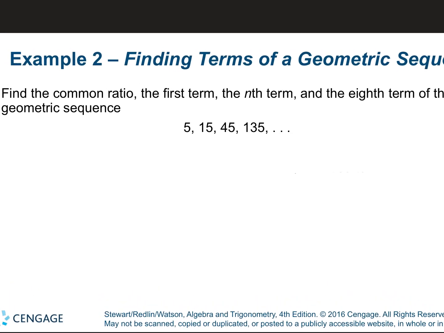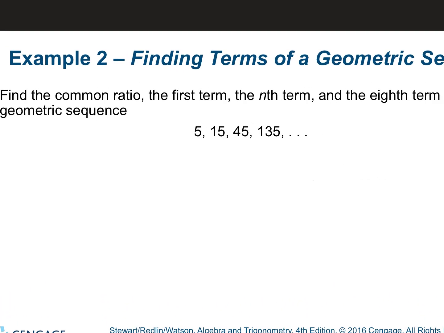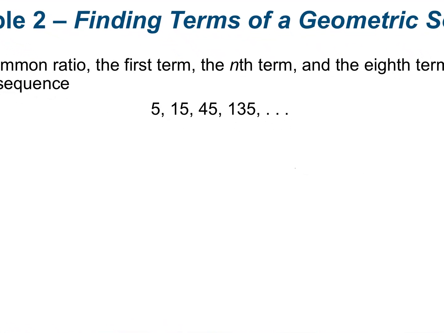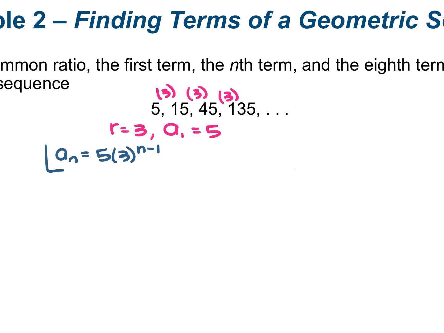For your next example, you are finding the common ratio, the first term, the nth term, and the 8th term of the geometric sequence 5, 15, 45, 135. From 5 to 15, we multiply by 3. From 15 to 45, we multiply by 3. From 45 to 135, we multiply by 3. So r is equal to 3 in this case. Your a sub 1, or your first term, is 5. So your rule for this is going to be a sub n is equal to 5 times 3 to the power of n minus 1.